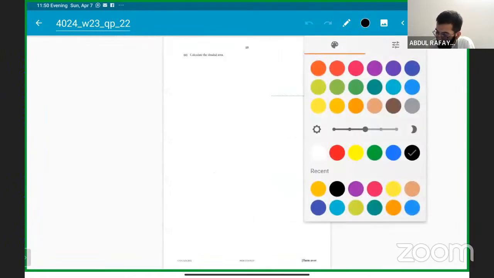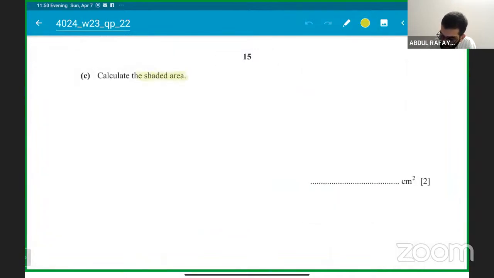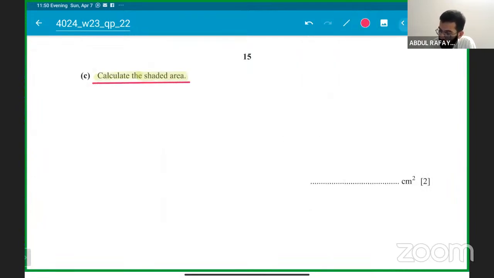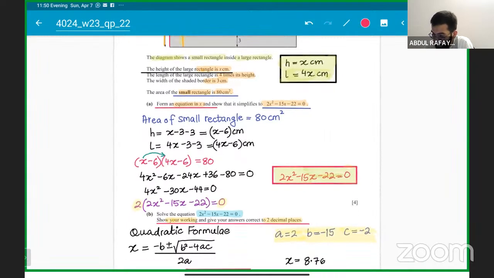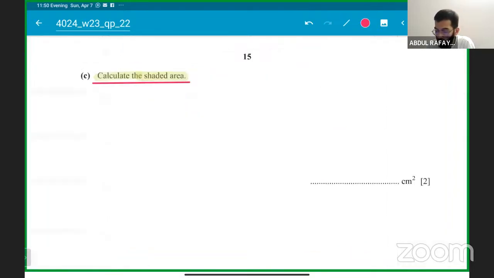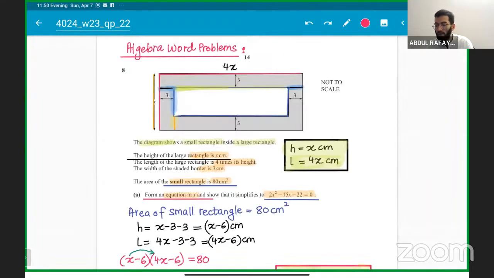Next, we have to calculate the shaded area. So calculating the shaded area will be simple. Follow very carefully. We have the area of the smaller rectangle. We'll have to find the area of the larger rectangle, students, and then work out the shaded area. You have to find the shaded area for 2 marks. We apply the formula: area of the larger rectangle minus the area of the smaller rectangle will give the shaded part.